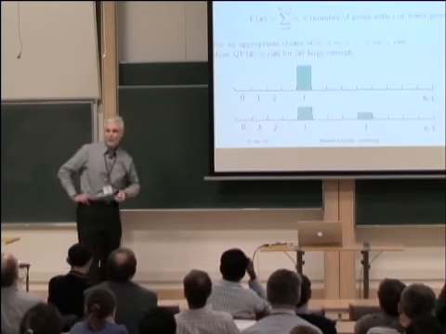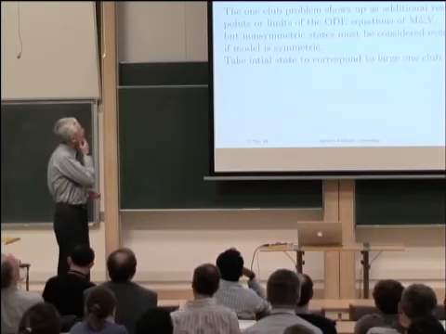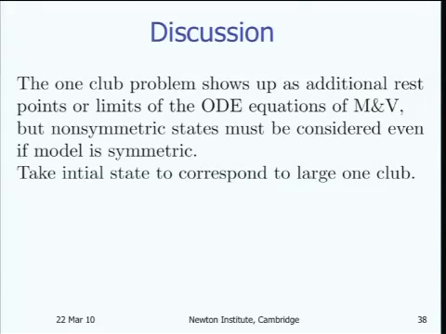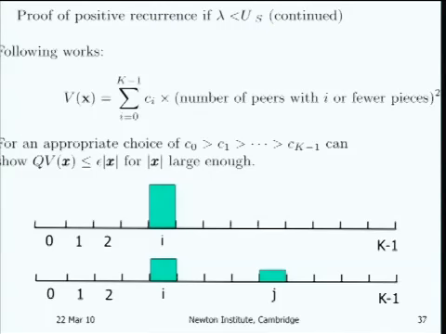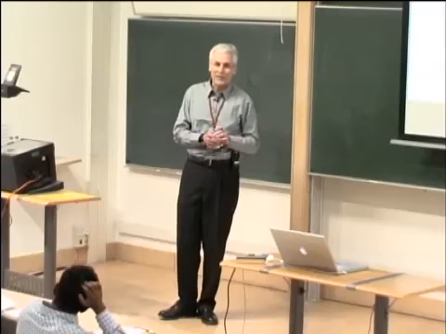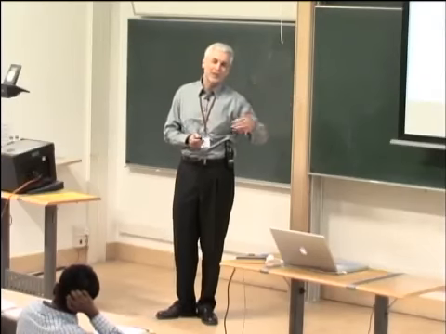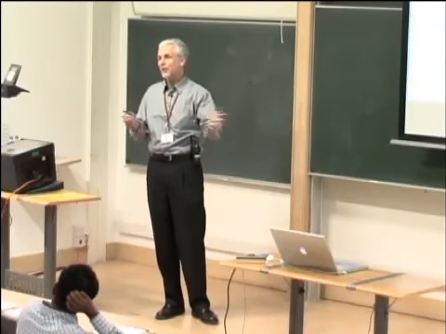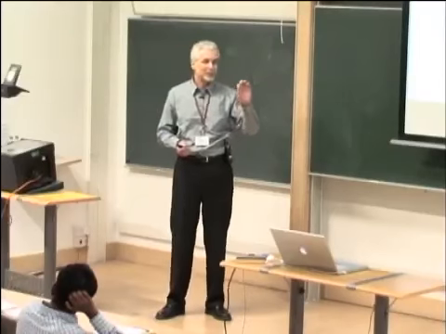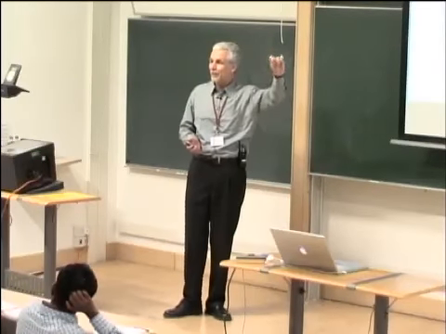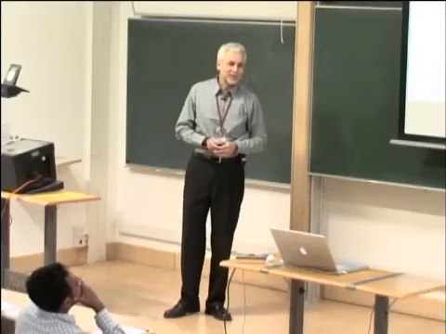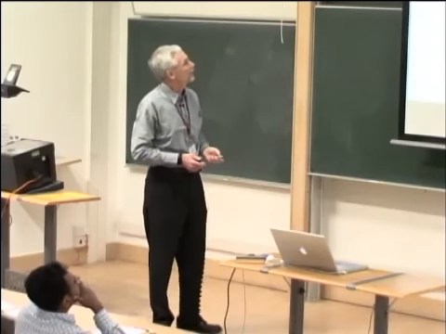So basically, that's it. That proof works. And so the one club problem shows up as additional rest points. So this is a stochastic analysis, which was not detected in the fluid model. And I think it was not detected not because the fluid model can't detect this, but because they only looked at symmetric starting points. So if you see the one club intuition that you can get from simulation and then go back to the ODE and start with the initial point being asymmetric with a lot of fluid in the one club state, then you'll see that here.